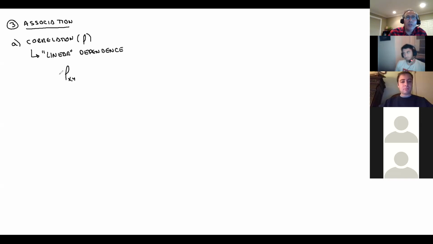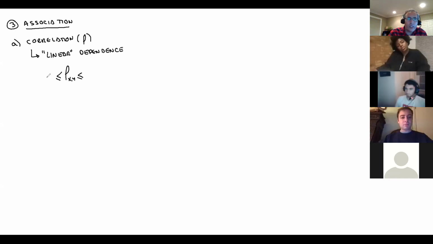Now, do you remember what are the limits of the correlation? This goes between what and what? Negative 1 and 1. Exactly. So the measure of correlation, guys, has two components. One is the direction, because it has a sign.